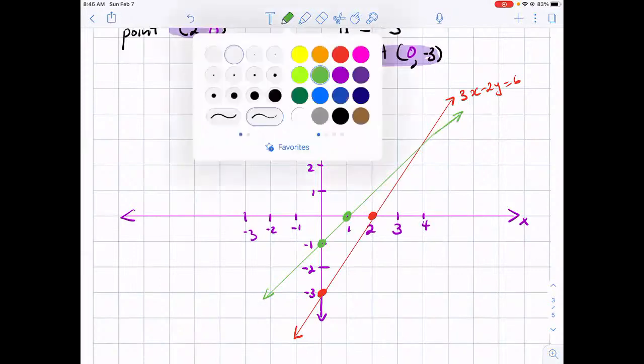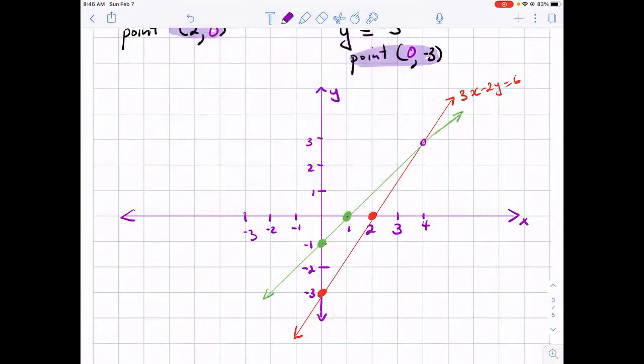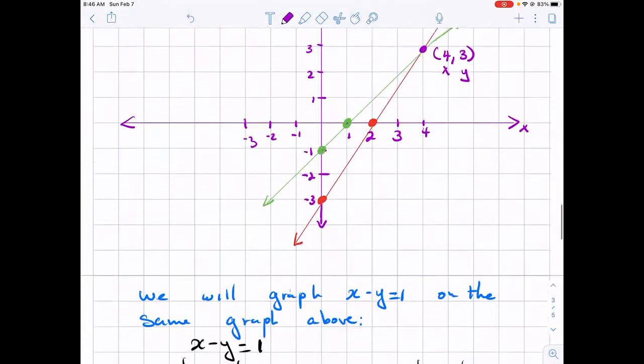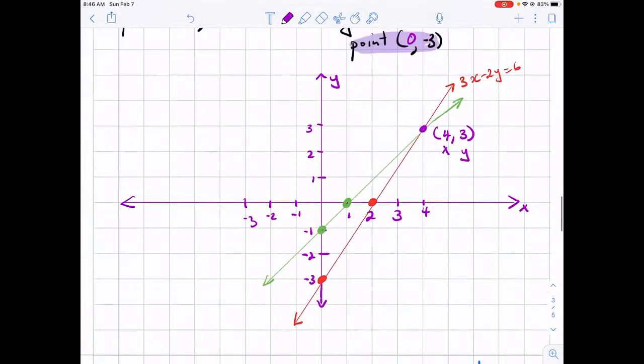So it appears that here is my solution, and that solution point really is 4, 3. Now, I knew what the solution was, so it was important for me to make sure that it crossed at that point. You probably don't know what your solution is. So x is 4 and y is 3. And let's check that, right? It's very important that we check.